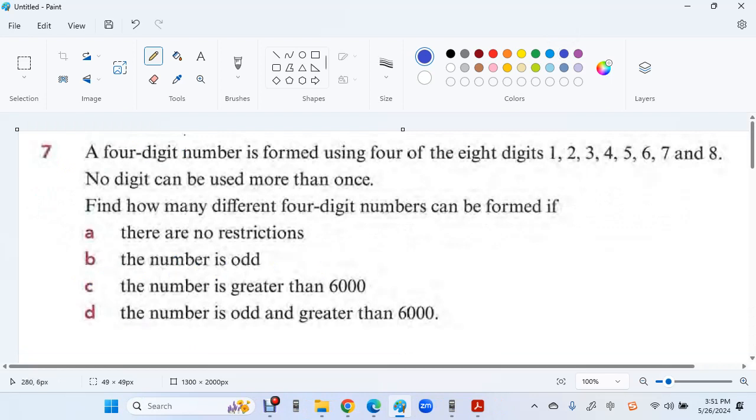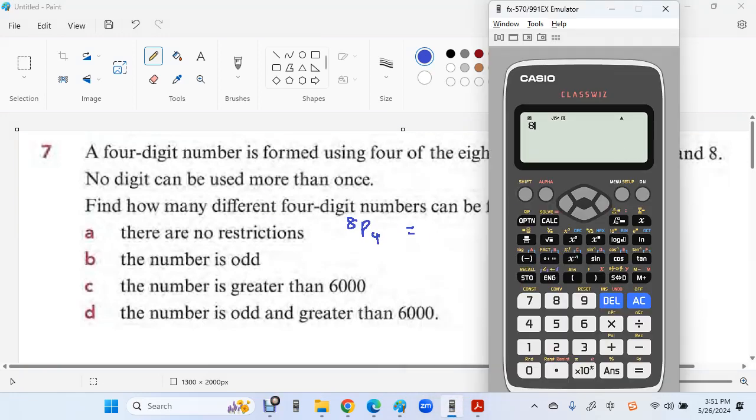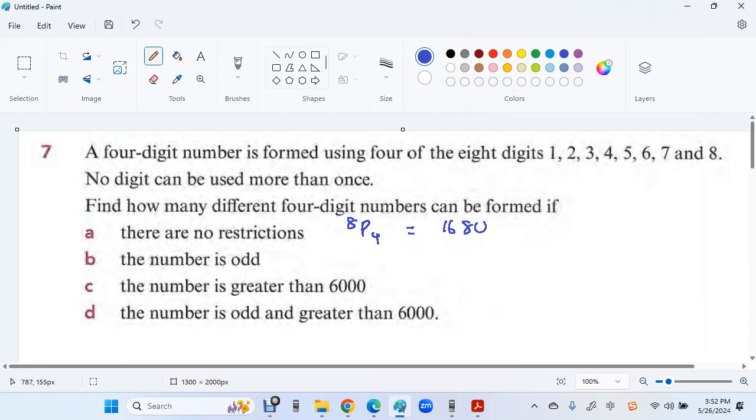Question number 7. A 4-digit number is formed using 4 of the 8 digits 1, 2, 3, 4, 5, 6, 7, 8. No digit can be used more than once. Find how many different 4-digit numbers can be formed if there are no restrictions. So we have 8P4 for part A here, which is 1,680.